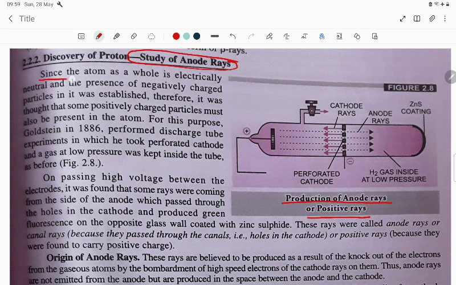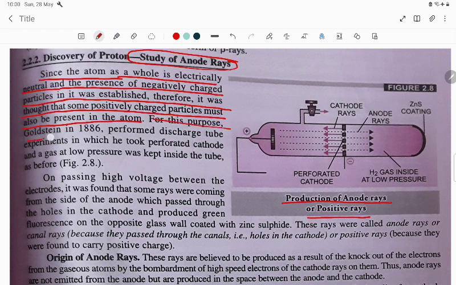The reason here is that since the atom as a whole is electrically neutral, and the presence of negatively charged particles in it was established, it was thought that some positively charged particle must also be present in the atom.